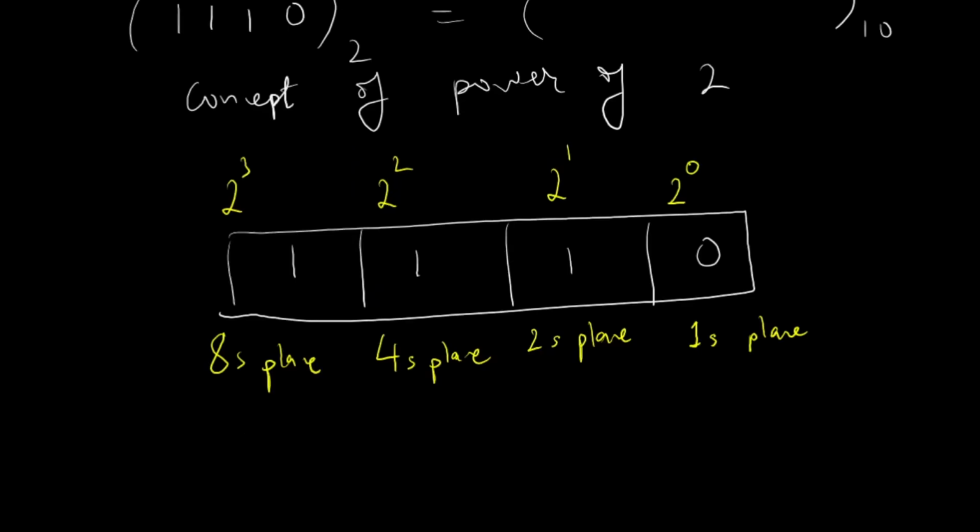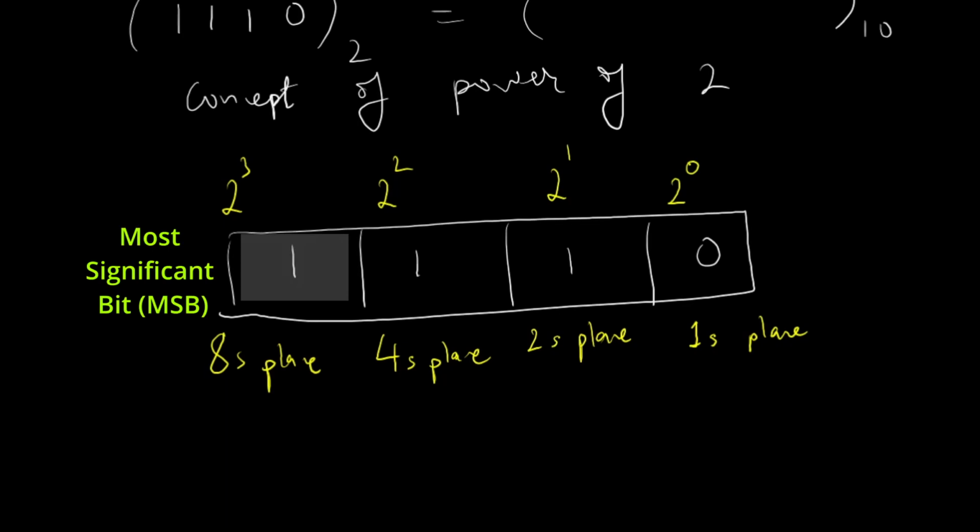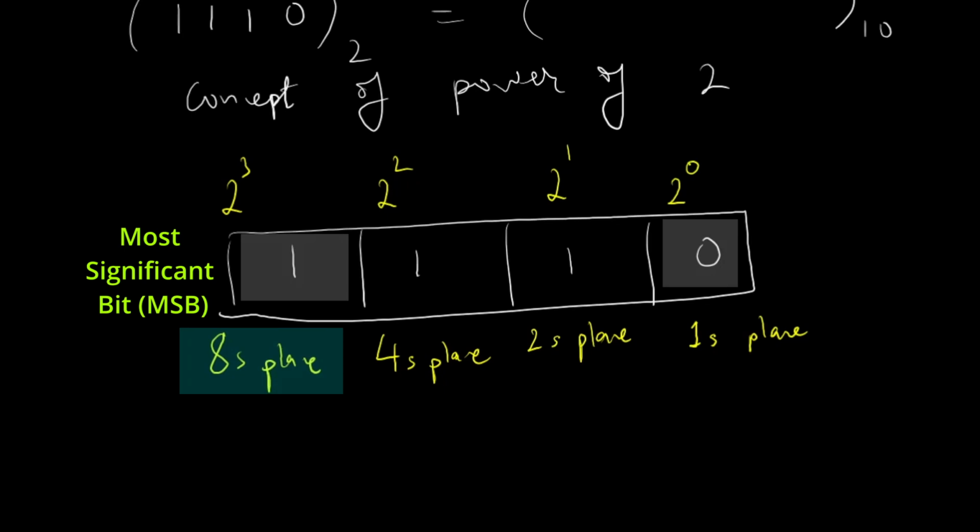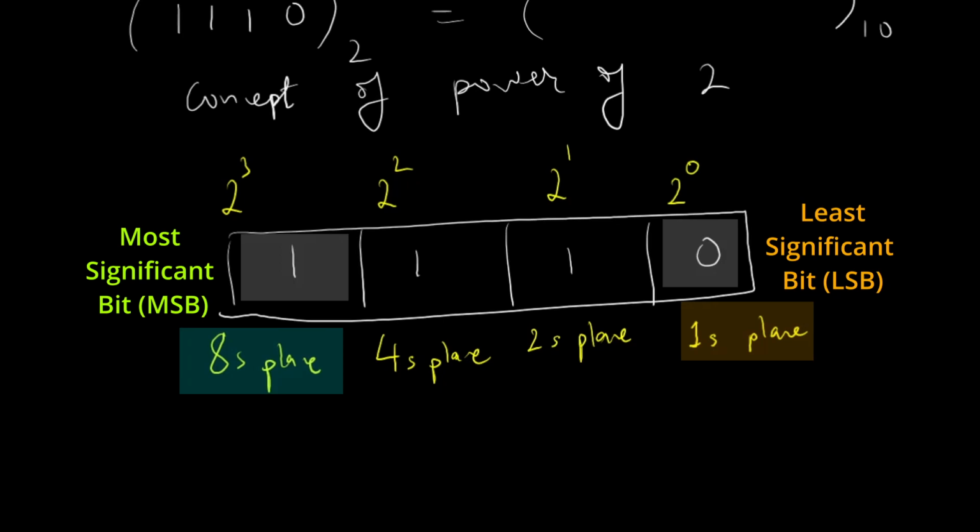In the binary number 1110, the first one is the most significant bit, MSB, because its place value is 8, which is the greatest place value, and the last bit 0 is the least significant bit as its place value is 1, which is the least place value.